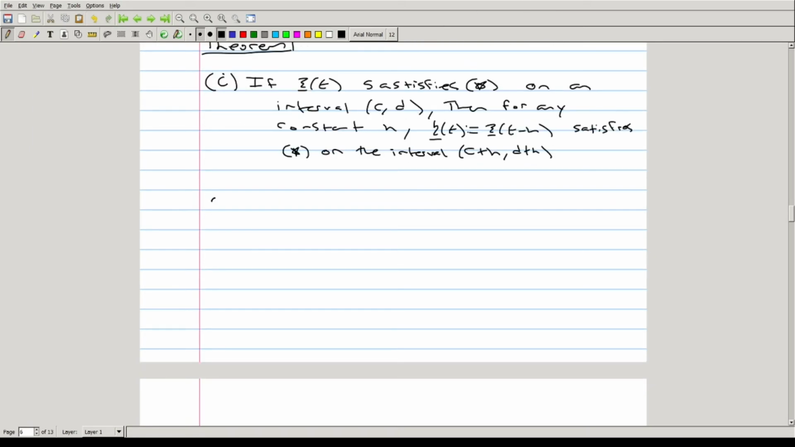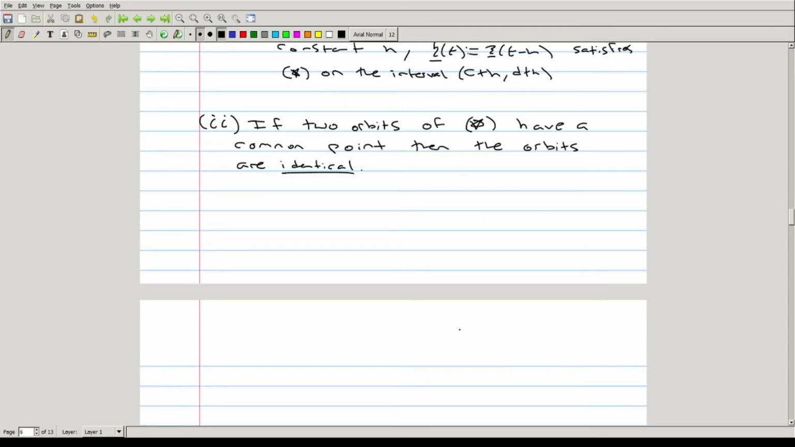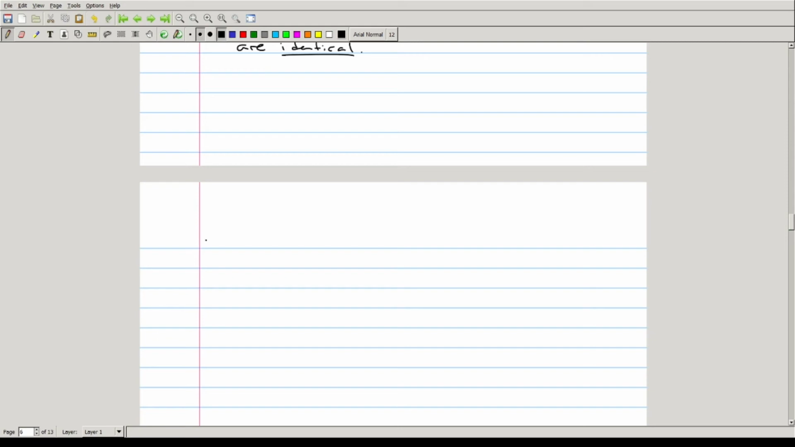And furthermore, we can prove very, very nicely that if two orbits of the differential equation star have a common point, then the orbits are identical. So this is a theorem that I'll go through the proof of because it's relatively straightforward.